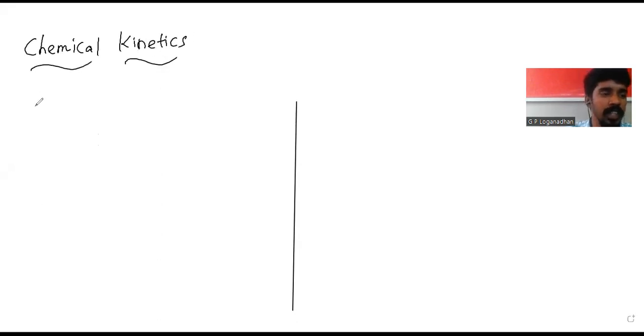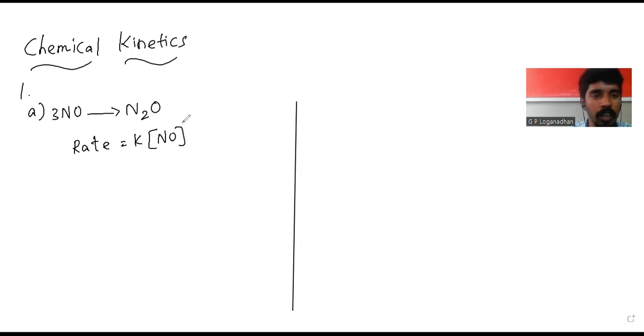Right, first one, question A. It is given 3NO gives N2O. It is also given that rate equals K into concentration of NO to the power 2. Right? You might have a doubt. Here it is given 3NO, but in the rate of the reaction, it is NO to the power 2. The thing is, when you are writing the rate of the reaction, this is called the rate law. So we are finding the rate of the reaction at any instant.